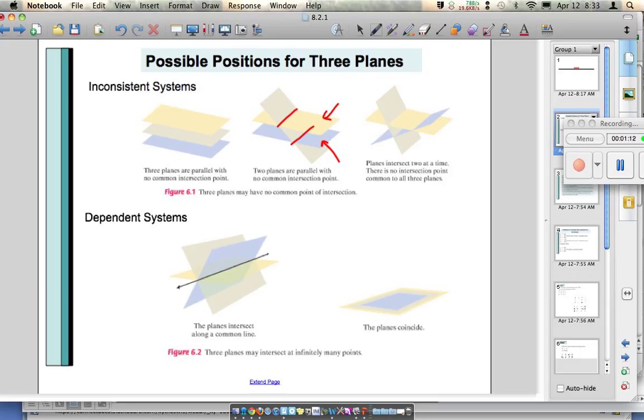So once again, all of these have inconsistent solutions. There might be some solutions that work for some of the equations, but there is no solution that works for all of them.